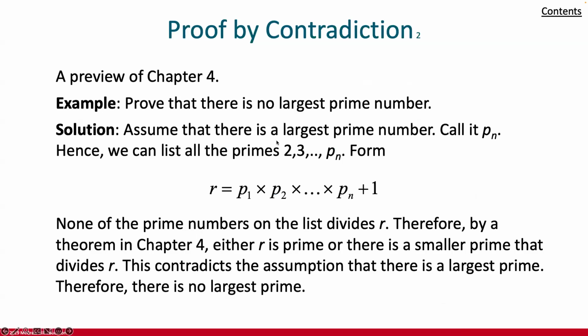Here's another one, prove that there is no largest prime number. And so we assume that there is a largest prime number, call it Pn, hence we can list all the primes 2, 3, all the way up to Pn, and form this kind of a relationship. None of the prime numbers on the list divides R, therefore by theorem in chapter 4, either R is a prime or there is a smaller prime that divides R. This contradicts the assumption that there is a largest prime, therefore there is no largest prime.